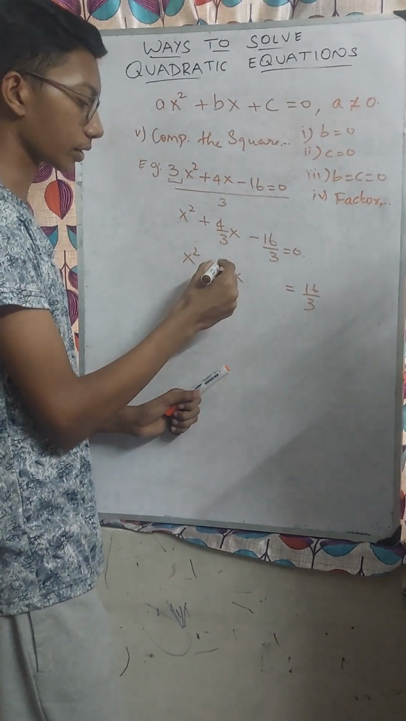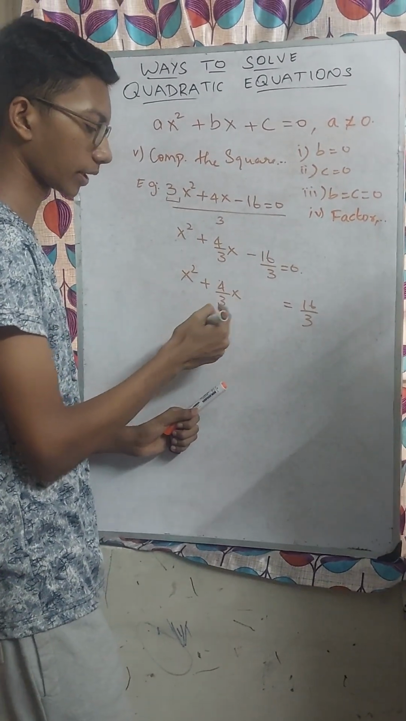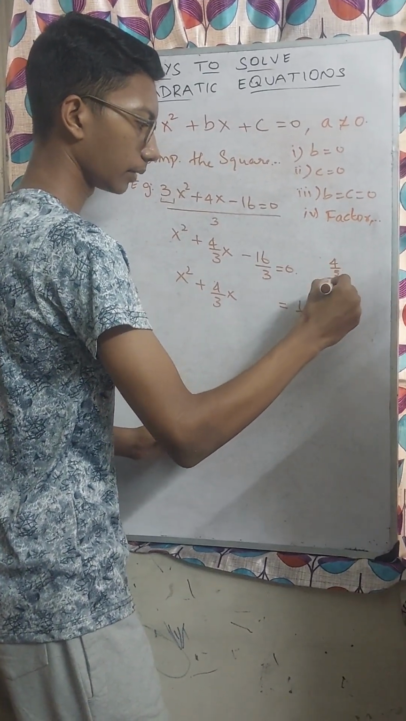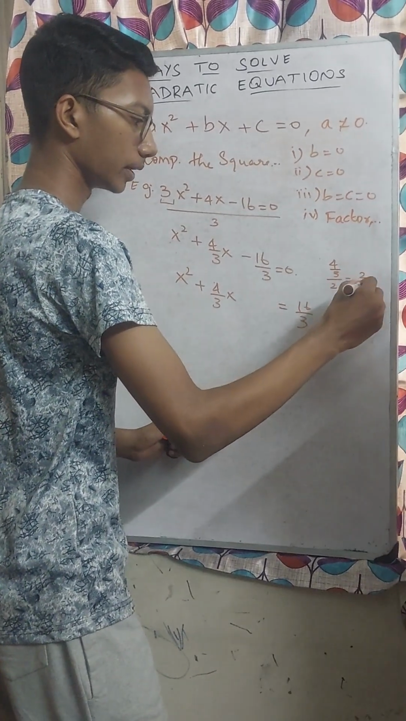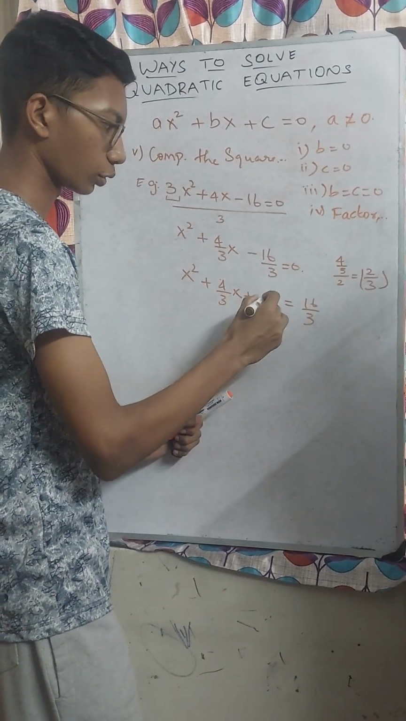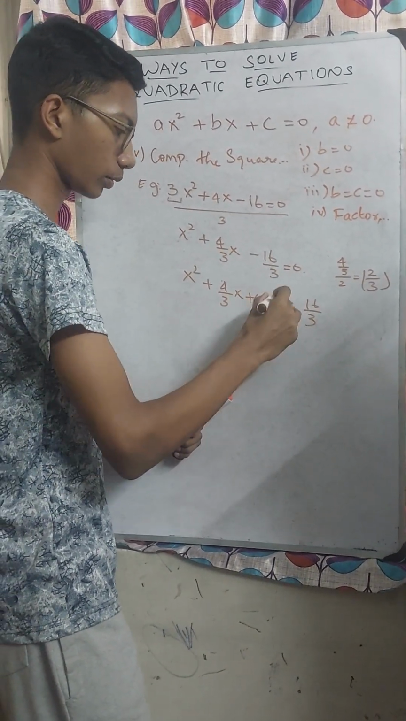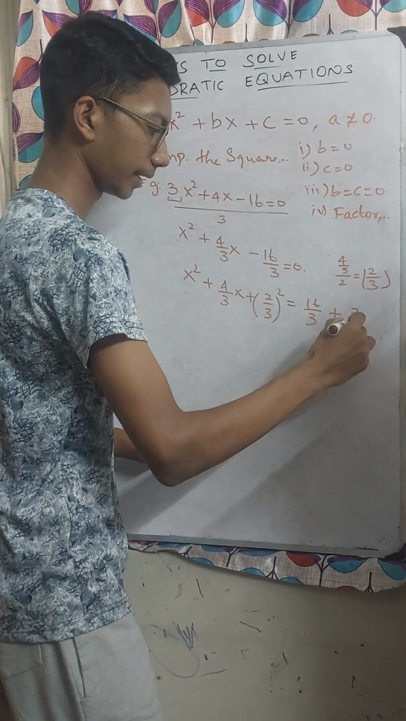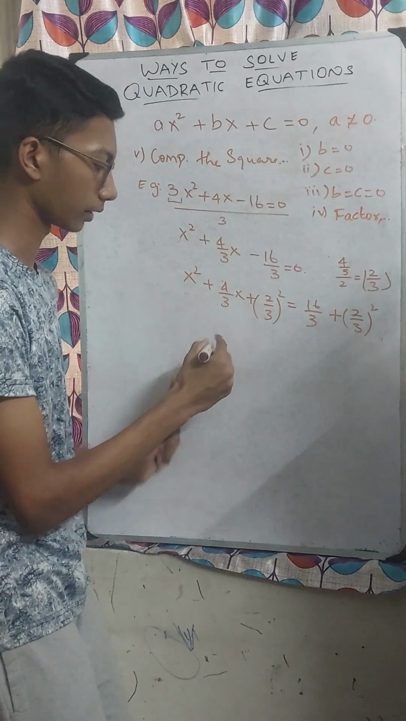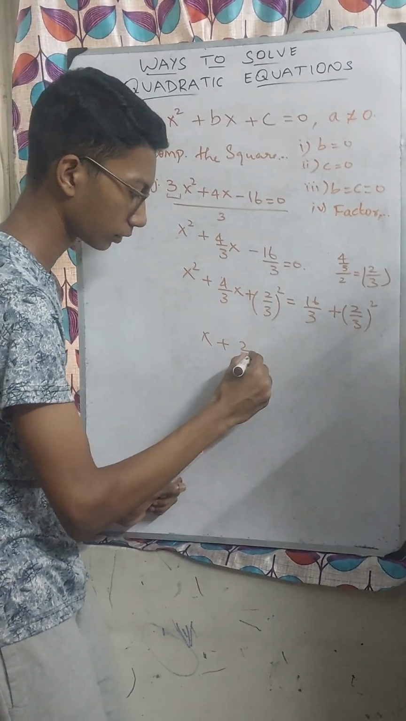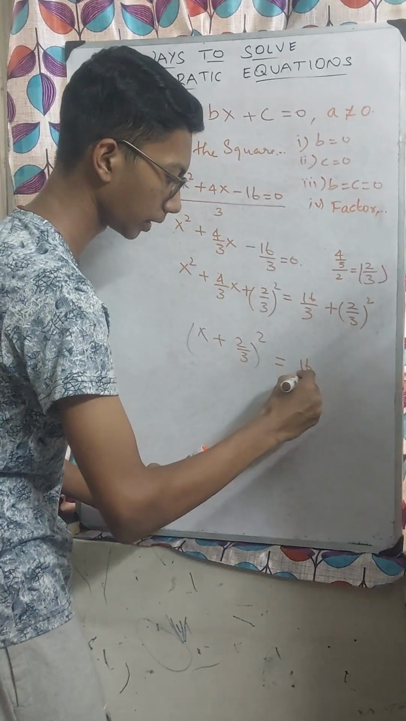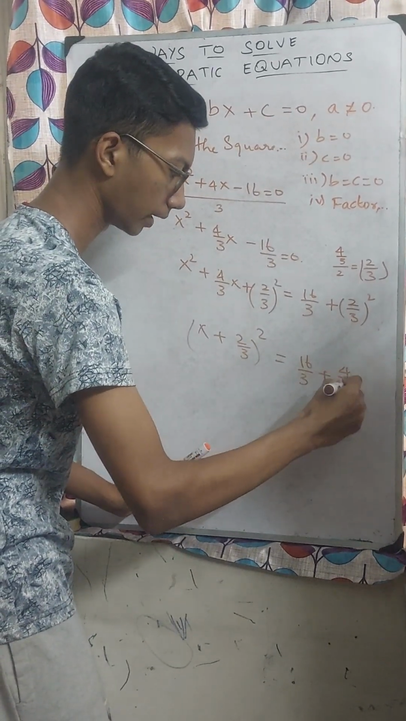What we need to do is divide the coefficient of x by 2. So 4/3 divided by 2 gives 2/3. We need to square this and add on both sides. So (2/3)² on both sides. So this is a perfect square. So we get (x + 2/3)² = 16/3 + 4/9.